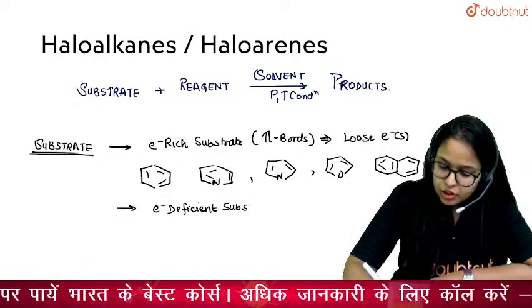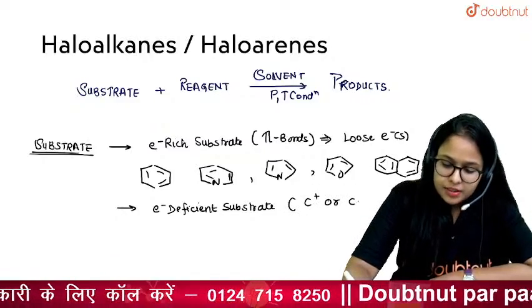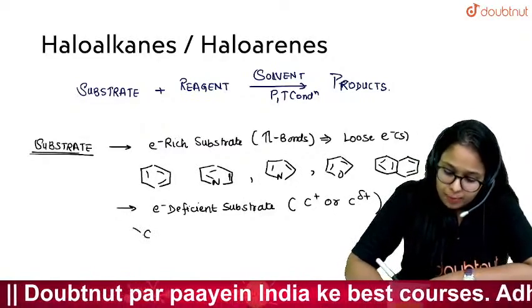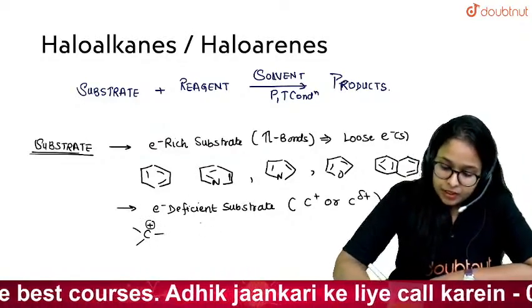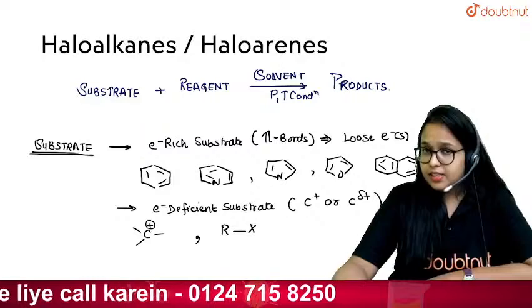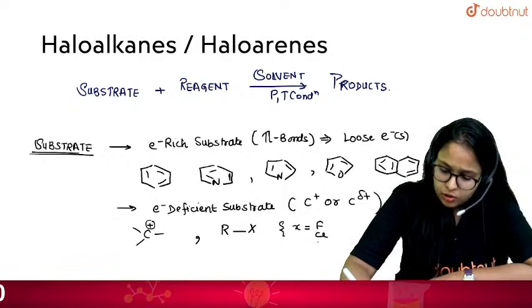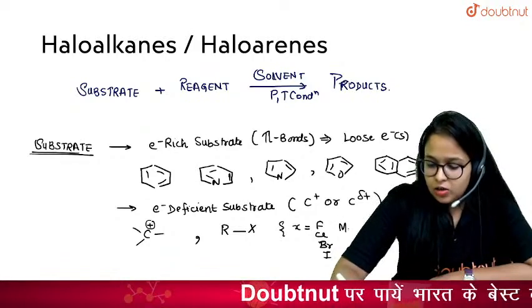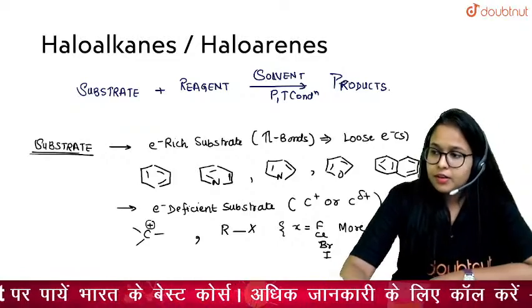Electron deficient substrate usually includes a carbon carrying a complete positive charge or a carbon carrying a partial positive charge in the form of delta positive. For example, a carbocation is an electron deficient substrate, right? We also have haloalkanes. Haloalkanes are generally represented as RX. We have already discussed X being fluorine, chlorine, bromine and iodine, your halogen groups. They are more electronegative than the carbon atom, right?